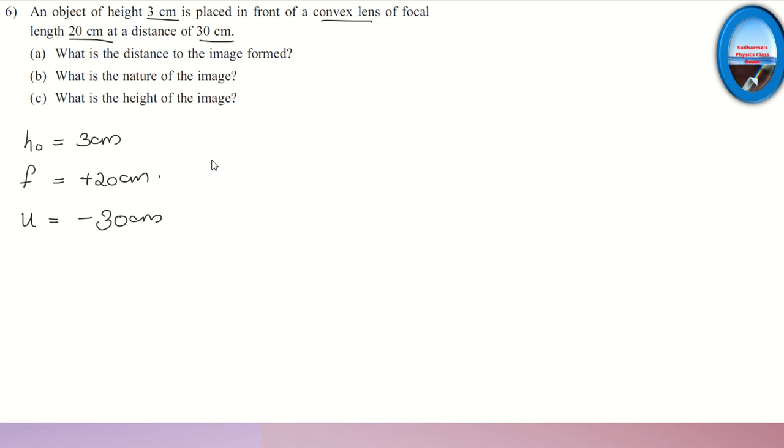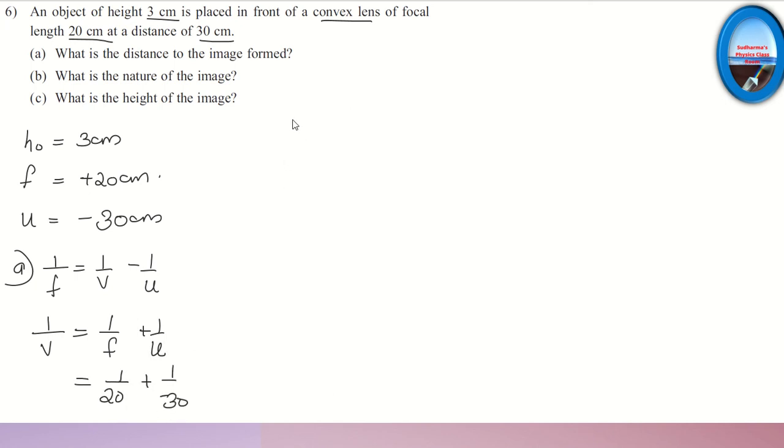So we have the lens formula: 1 by f is equal to 1 by v minus 1 by u. We have to calculate 1 by v, so 1 by v is equal to 1 by f plus 1 by u. Now substitute the values with proper sign. 1 by v is equal to 1 by 20 plus 1 by minus 30, which is 1 by 20 minus 1 by 30. Here the LCM is 60, so 3 minus 2 gives 1 by 60. 1 by v is equal to 1 by 60, or v is equal to 60 centimeters.